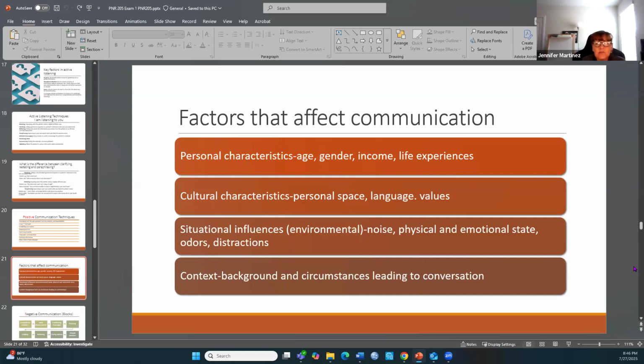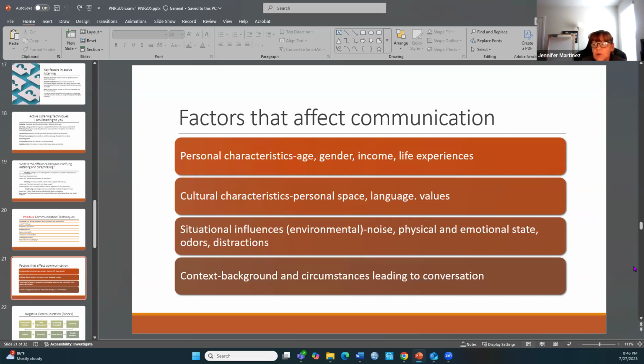Situational influences, which are environmental noise, physical or emotional state, odors, distractions, right? Go into a patient's room and the television's on 100. You're not going to be able to have a conversation. They're not going to hear you, you're not going to hear them. You're going to end up shouting, and it's just not a good situation.